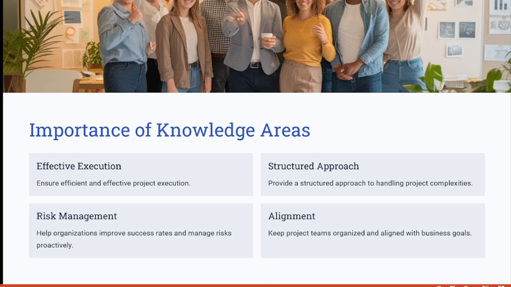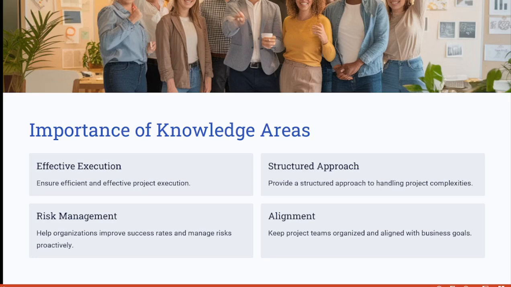Why are knowledge areas important, or why do they matter? Using the 10 knowledge areas allows project managers, as we mentioned many times, to streamline the project execution and also helps them to minimize the risks and optimize resource usage. Also, it prevents projects from becoming chaotic and ensures consistency across different industries.